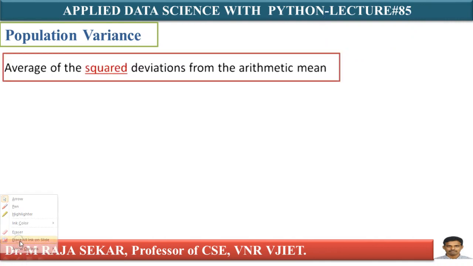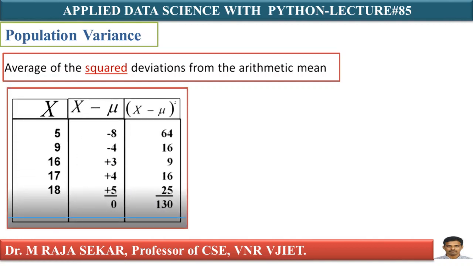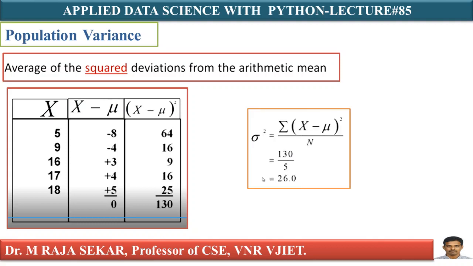In my previous lecture, I already discussed mean deviation. If you take the square of the mean deviation, then you will get the squared mean deviation. The variance is simply the sum of the squares of the mean deviation divided by the count of the data points. The sum of the squared mean deviations sits in the numerator, divided by the count of the data points, and that gives you the variance.